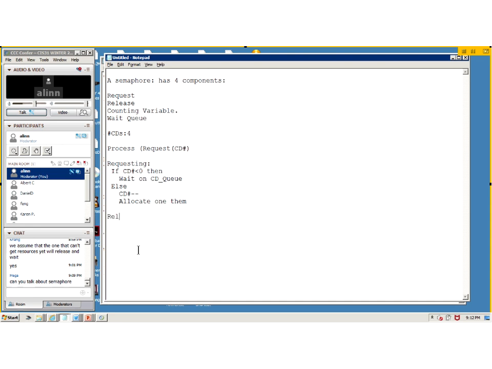That's pretty straightforward. The releasing semaphore: increment the number, well, deallocate one, that the process was requesting. So the process will request a CD, and a process will release.